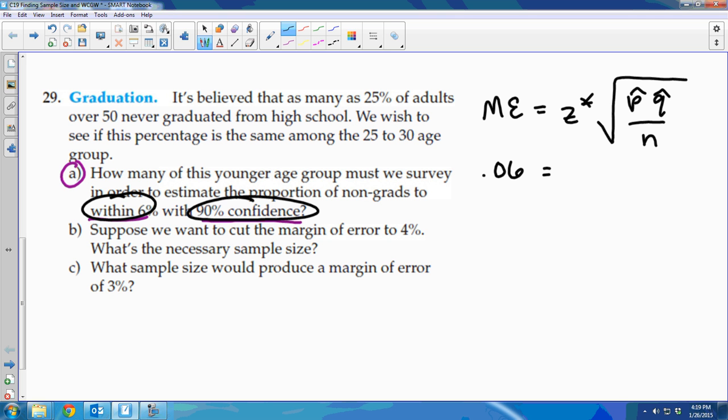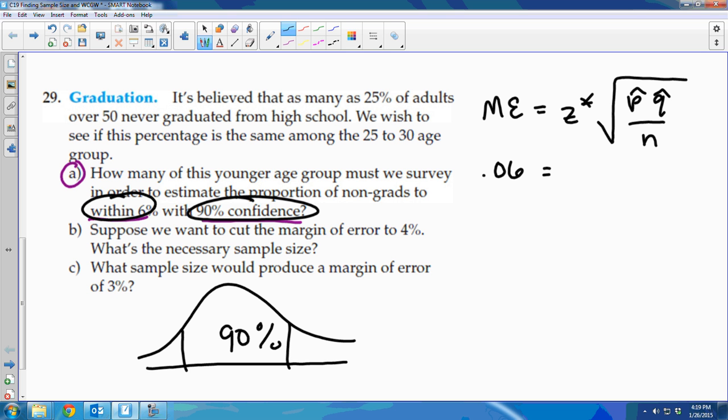Now, if you don't remember what 90% confidence is, because you don't have to remember, you just draw yourself a normal model real fast. You would want the middle 90%. That would leave you 10% left over. That's 5% on each side. And so if I want to find this particular z-score, I would use inverse norm for 0.05. And that gives me a z-critical value of 1.645.